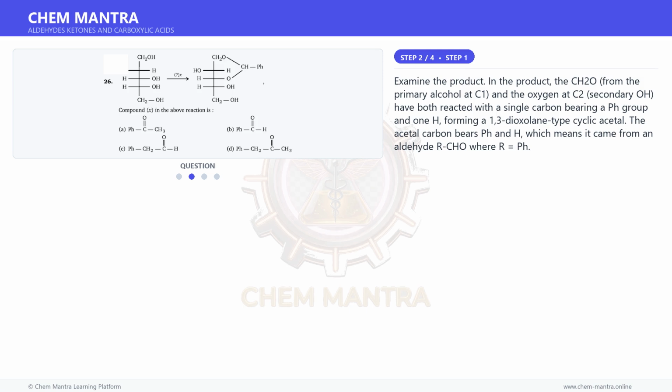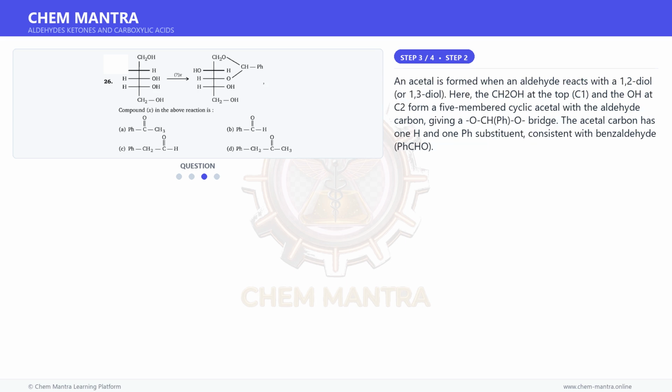Moving on to the next step. Examine the product. In the product, the CH2O from the primary alcohol at C1 and the oxygen at C2, secondary O, have both reacted with a single carbon bearing a Ph group and one H, forming a 1,3-dioxolane type cyclic acetal. The acetal carbon bears Ph and H, which means it came from an aldehyde RCHO where R is equal to Ph.